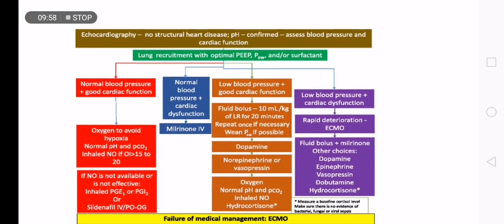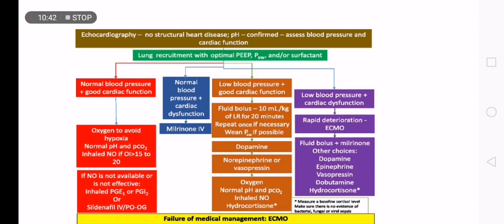This is an algorithm to show the drugs of choice and the management choices in each case of pulmonary hypertension in the neonates. We have to do an echocardiogram first. If there is no structural heart disease and pulmonary hypertension is confirmed, we have to assess the blood pressure and cardiac function of each patient, and then choose the proper management for each category. Lung recruitment with optimal ventilatory settings plus or minus surfactant might be needed.